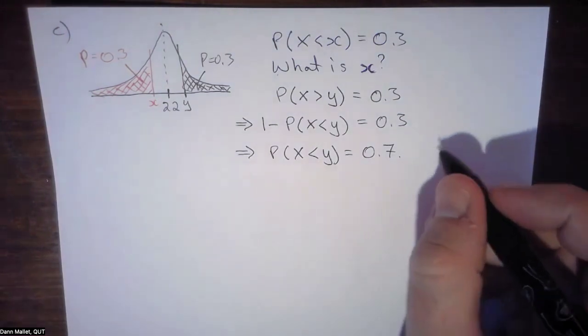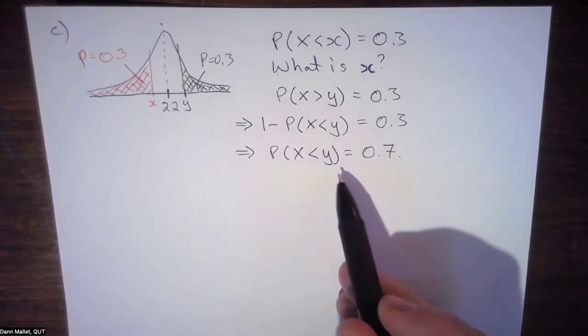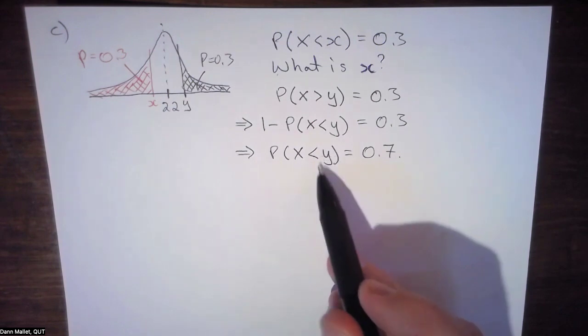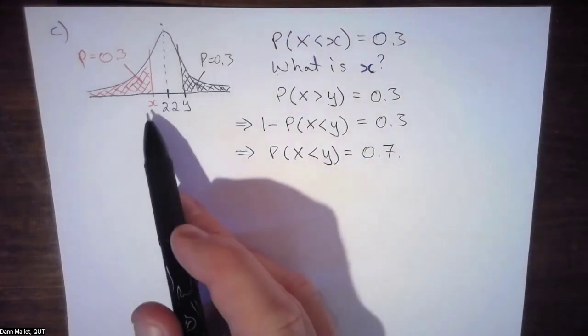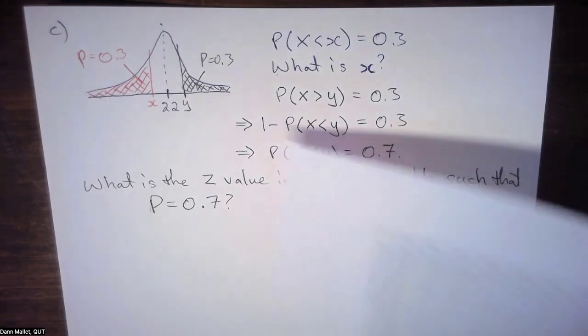So now we're in a situation where we can, once we standardize, look at our cumulative normal distribution table. That'll allow us to figure out the normalized version of this y value. Once we have the normalized value for y, we'll be able to then move on to obtain x. So at this point, we're asking the question, what is the z value in the cumulative normal distribution table such that the probability is equal to 0.7?